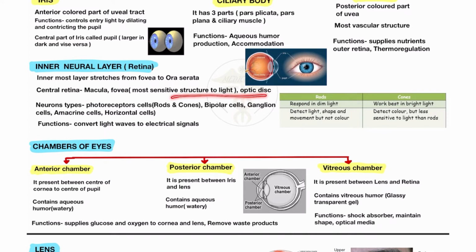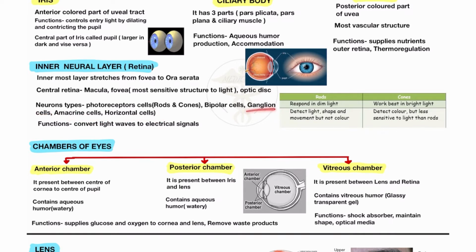It is a part of the retina. Neural, it also contains neuron types. Mostly it contains 5 types of neuron. First is the photoreceptor cell, called rods and cones. Second is the bipolar cell, third is the ganglionic cell, fourth is the amacrine cell, and lastly the horizontal cell. The retina mostly contains 5 types of cell: photoreceptor cells, bipolar cells, ganglionic cells, amacrine cells and horizontal cells.